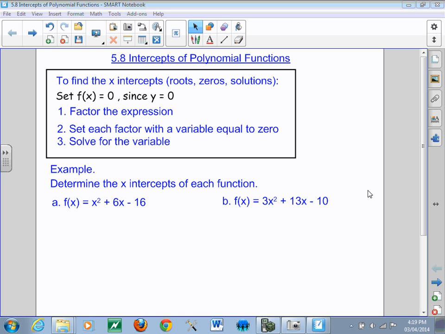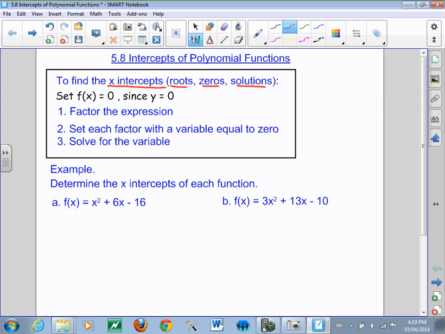All right, so what we're taking a look at is the intercepts. Today we're going to focus mainly on the x-intercepts, and just remember the x-intercepts have other names: they're called roots, zeros, or solutions. To find the x-intercept you let y equal 0, so in function notation, f of x equals 0. Then you factor each expression, set each factor to 0 using the zero product property, and solve for each variable.